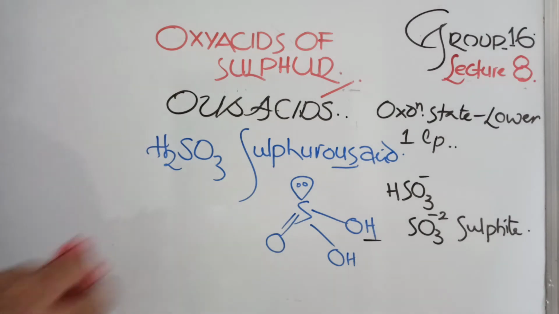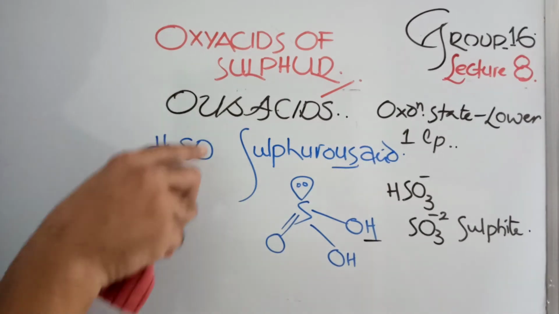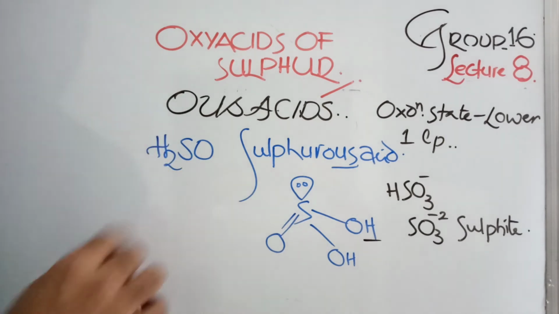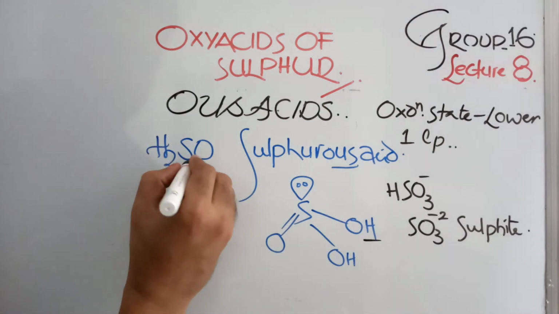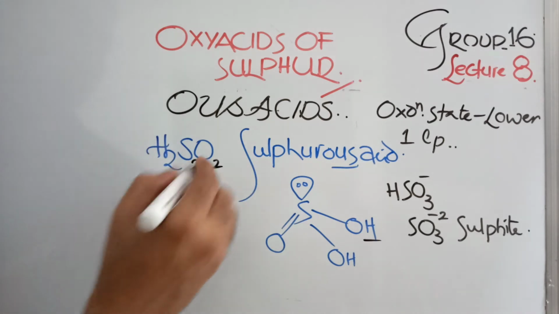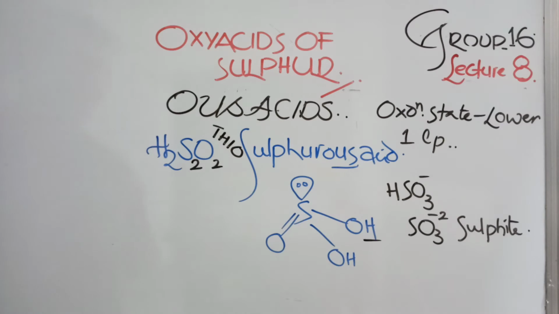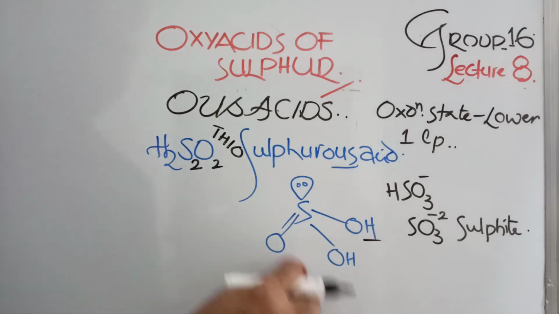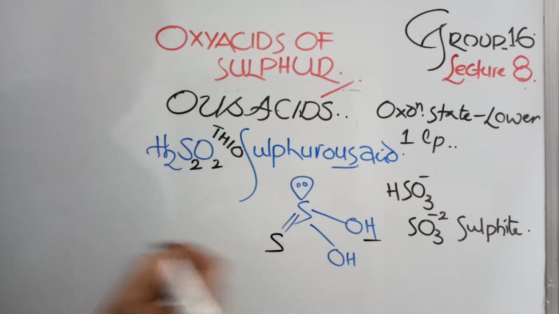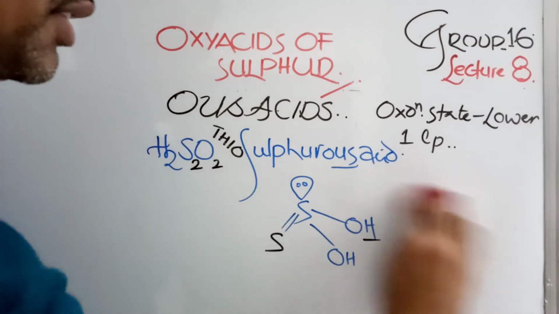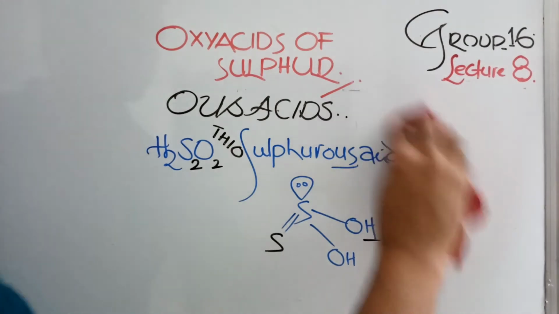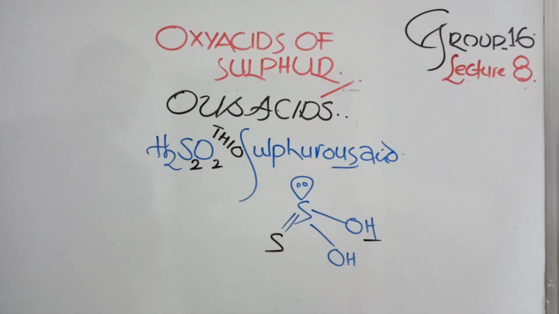In this sulfurous acid, if you decrease one oxygen and increase one sulfur, the formula will be H2S2O2. Then the name will become thiosulfurous acid. I just wanted to give you the difference, that's why I am managing here only. This is thiosulfurous acid. Everything is the same. Ous acids we are discussing. Third one is H2S2O2, thiosulfurous acid.